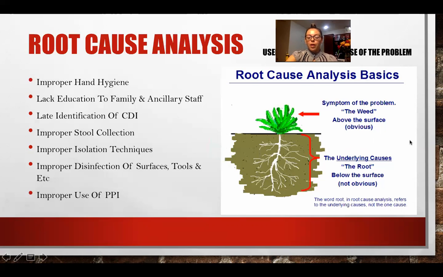So there's the symptoms of the problem. You see a rise in C. diff. So you're going to go below the surface and kind of try to see what's going on, what can be causing this rise.